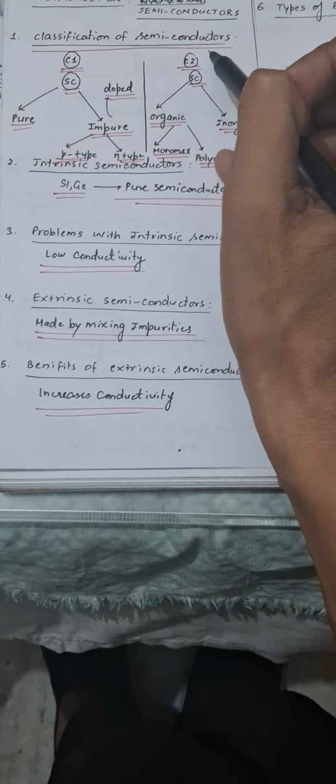So here is the worksheet on this. The first is classification of semiconductors. They can be classified in two ways, C1 and C2. In C1 they are classified as pure or impure. Impure semiconductors are also called doped semiconductors. They are of two types, N-type and P-type. And pure semiconductors are elemental semiconductors of silicon and germanium, etc.